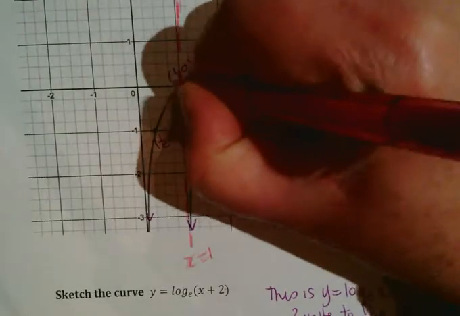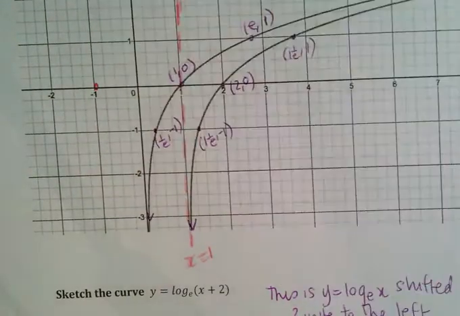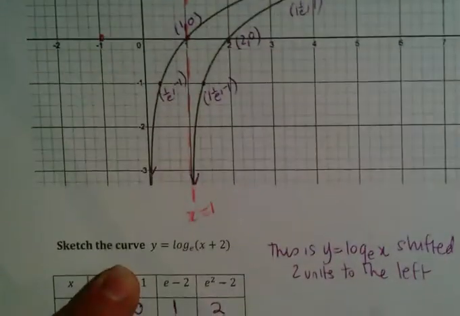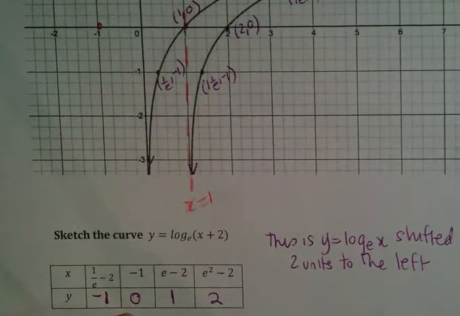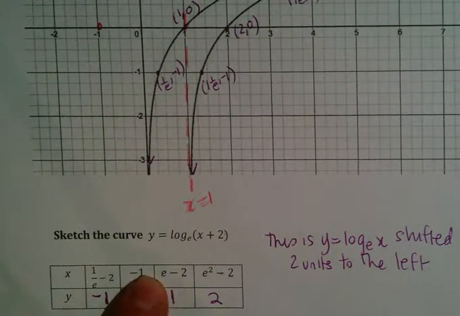So from here, that's y equals e to the x. You go 2 units to the left, and let's just check. We do have the point -1, 0. Okay, obviously it's going to be a bit hard to sketch these. e minus 2, that's about 2.718 minus 2, which is about 0.718.